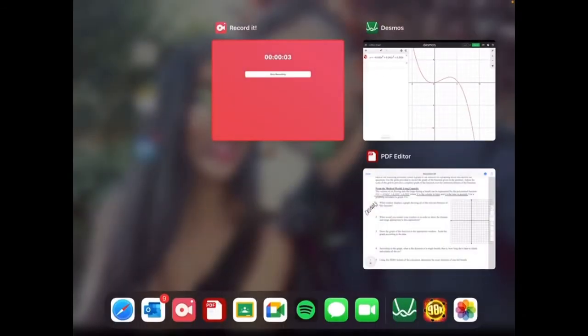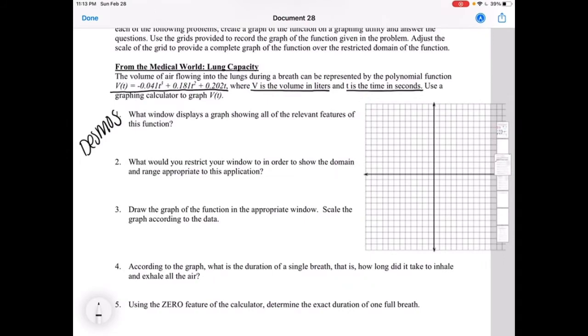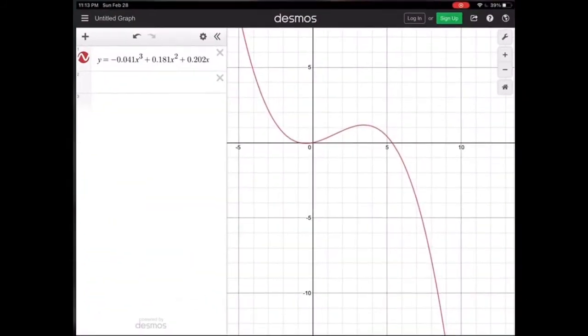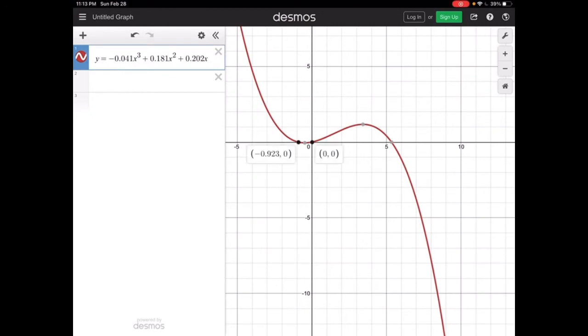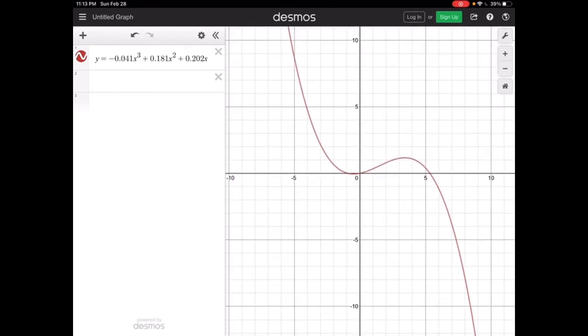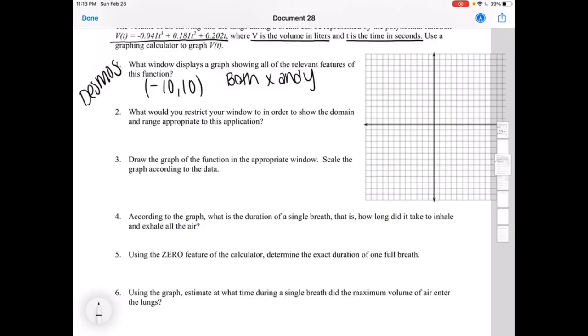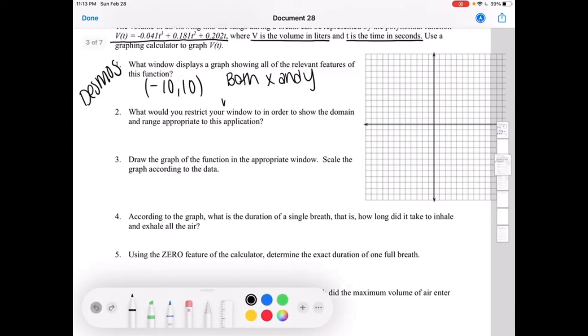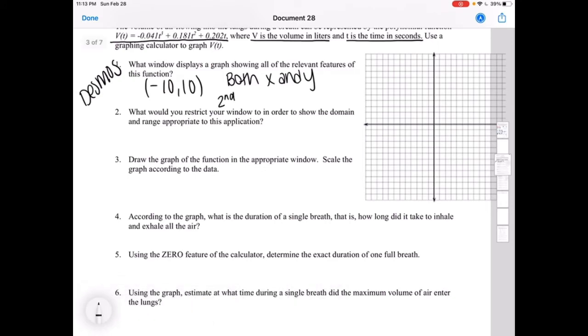So now I'm going to go back here, and it says, okay, what window displays a graph showing all the relevant features of this function? So I need all the relevant features. I need every single curve. I need every single root. So if I'm looking at my margins, negative 10 to 10 on both the x and y axis work. And if you had a graphing calculator, this is when you'd hit second, window, and then you select scale.